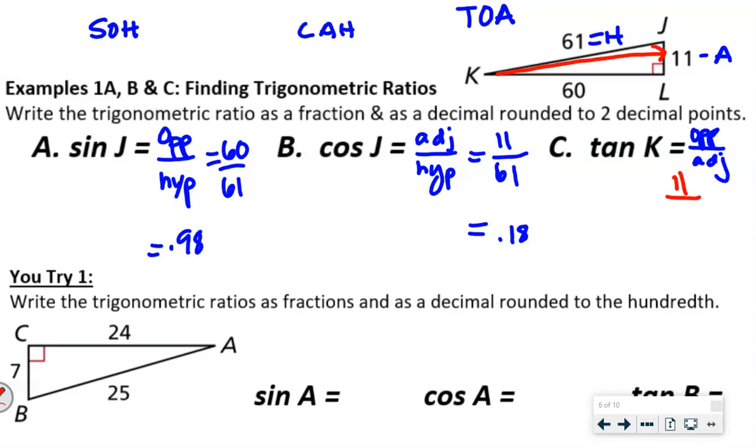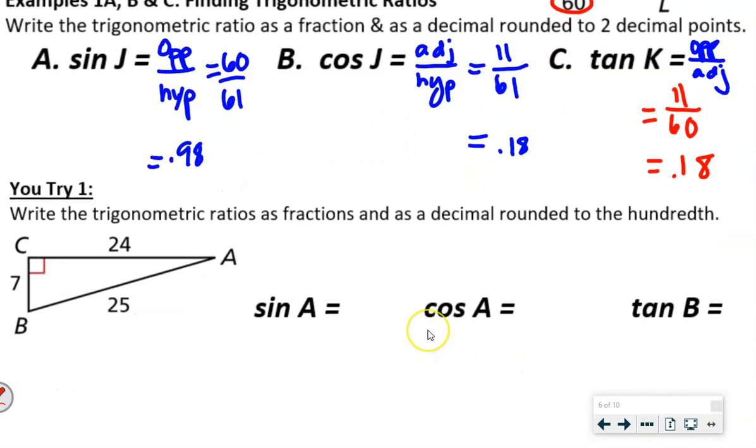Our adjacent now is the 60, right? Because it's right beside that K. So that's going to be 11 over 60. That's our tangent ratio. And then we're going to put that in our calculator again, and that's also going to be 0.18. Okay?